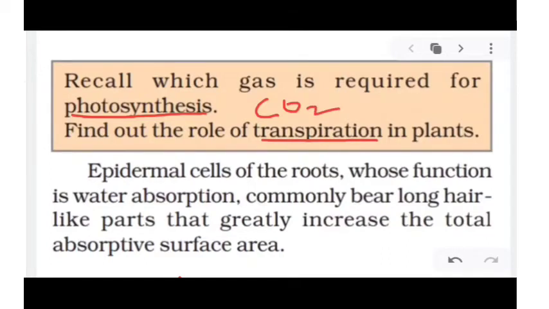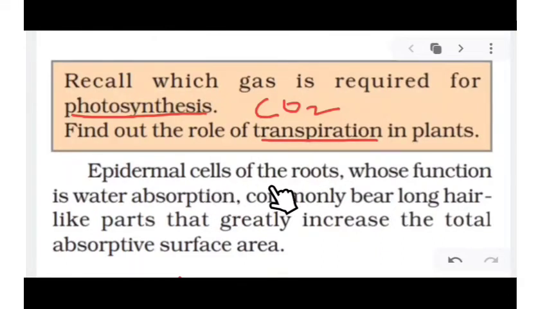Now, when we talk about the role of transpiration in plants, that also we have discussed. What is the role of transpiration? Excess amount of water is pulled out from the plant in the form of water vapors, that is called transpiration. Now come to the epidermal cells of the roots. Now when we talk about the epidermis, it is present in both stem and root.